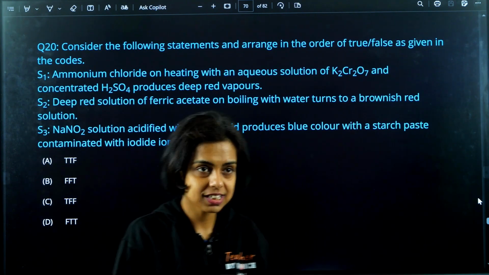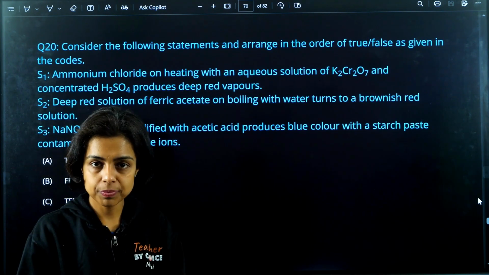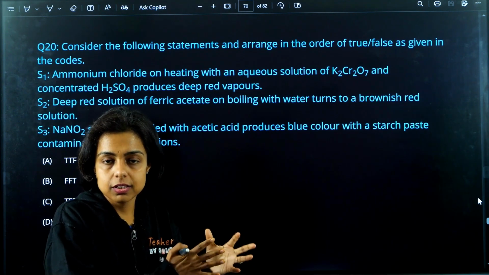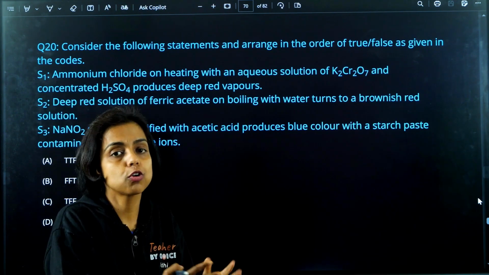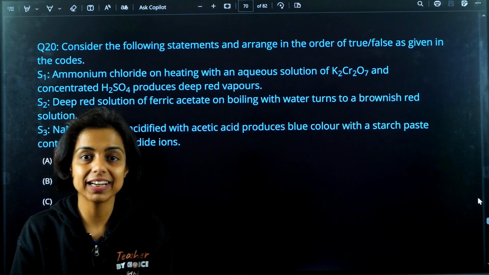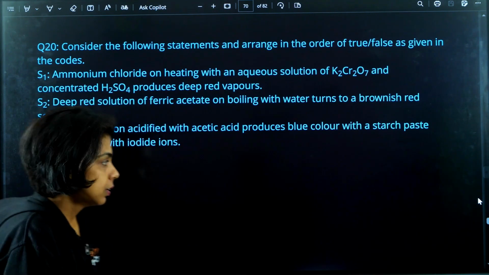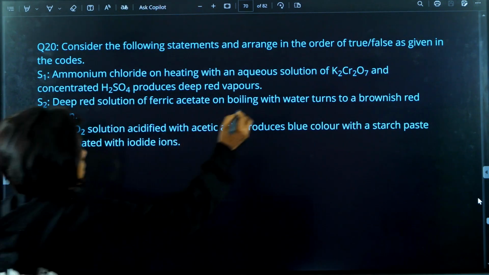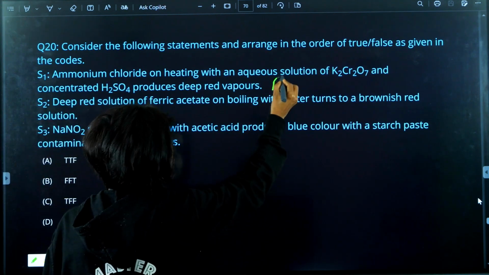But the twist is we are using the aqueous solution. So your chromyl chloride vapor will combine with this H2O to form chromic acid. H2CrO4 is formed, so no vapor formation, because the chromyl chloride will get combined with H2O to form the acid. So of course no, that is the false statement.